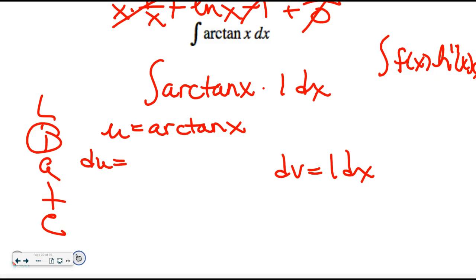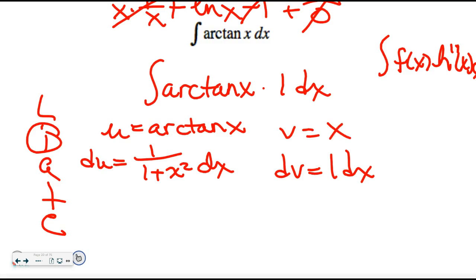Pretty ugly. What's the derivative of arctan? 1 over, perfect. Yeah, 1 over 1 plus x squared, thank you. I know its derivative, that's why it's my U choice. I don't know its antiderivative yet. Okay, what's the antiderivative of 1?